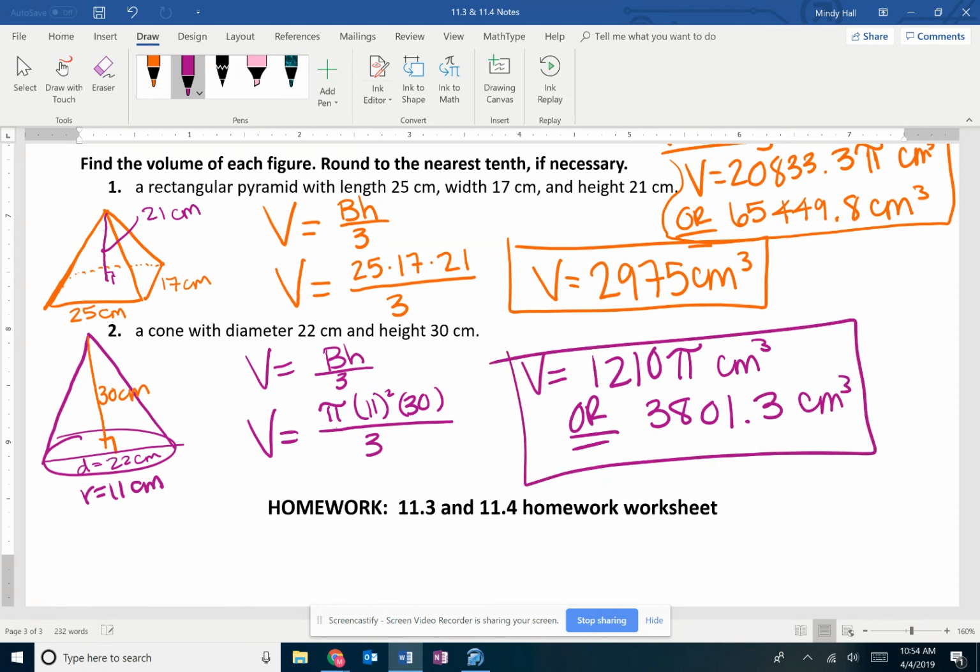So a lot of this is just figuring out what values you need and plugging them into the formula.